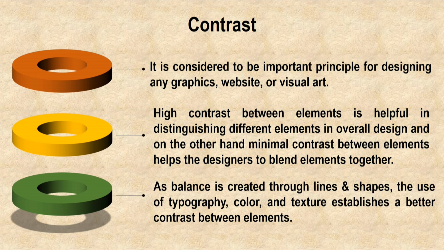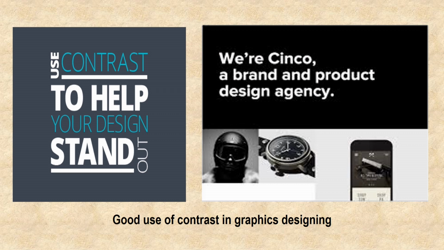As balance is created through lines and shapes, the use of typography, color and texture, these three things and some additional elements can be utilized for establishing a better contrast between the different elements. In these two examples, we can see how beautifully, by making use of color and text size, we have created a good contrast. In the first figure, black is the background, and on the black background, text in white and blue color is used in different sizes in order to create a good contrast and a better visual impact.